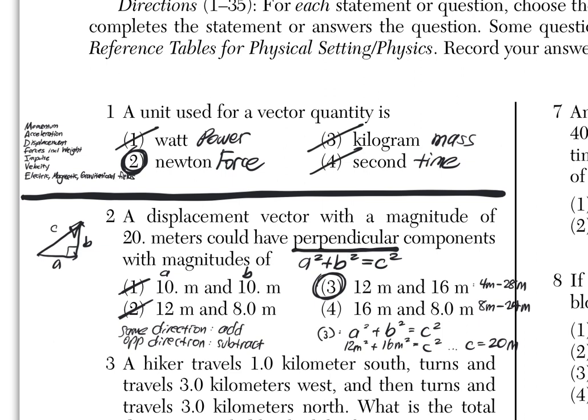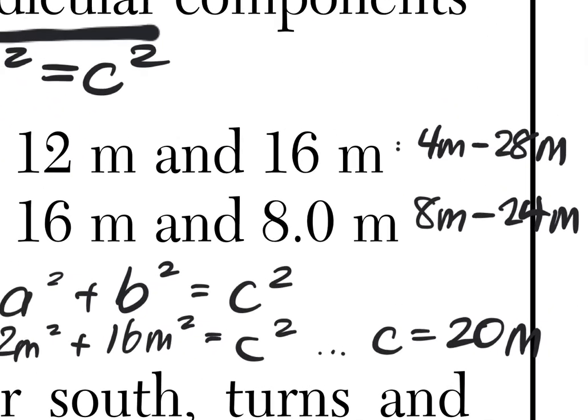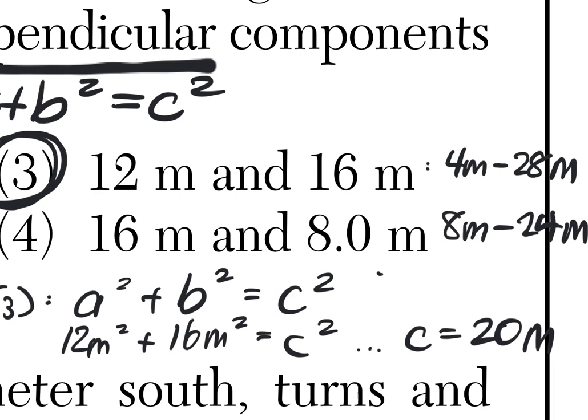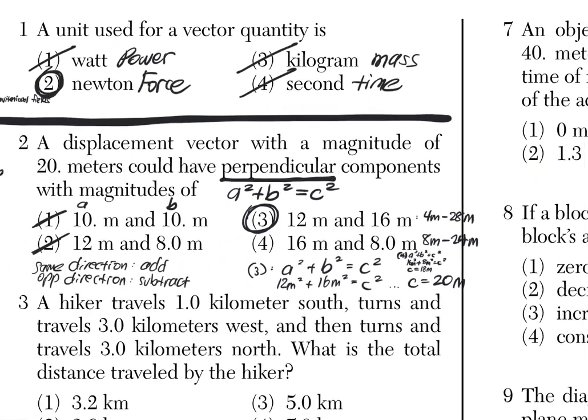And then if I do a squared for number 4, I'll squeeze it in here. a squared plus b squared equals c squared. For that one, 16 meters squared plus 8 meters squared equals c squared. C in that case winds up equaling about 18 meters, so it's not 20 meters. So it's not choice 4, it's choice 3.